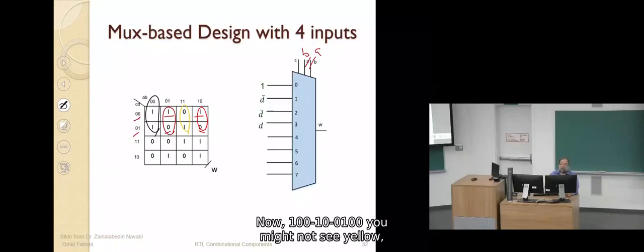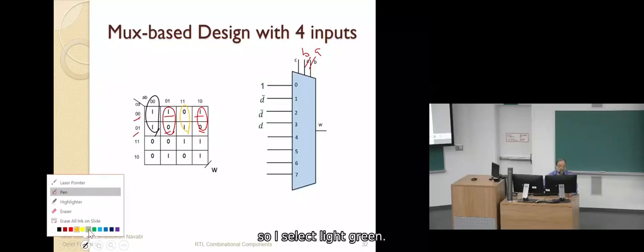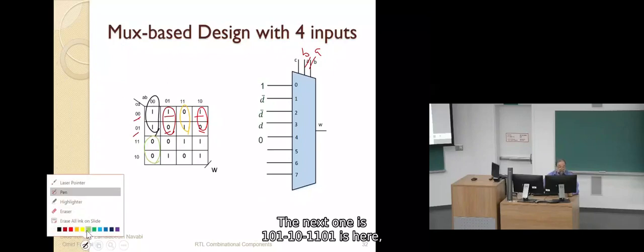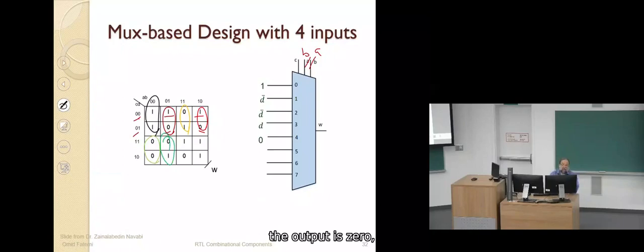Okay. Now, 1, 0, 0. You might not see yellow, so I select light green. 1, 0, 0 is this one. C is 1, A and B are 0. The output is 0. The next one is 1, 0, 1, which is here. The output is 0 when D is 1 and 1 when D is 0. So it is D bar.